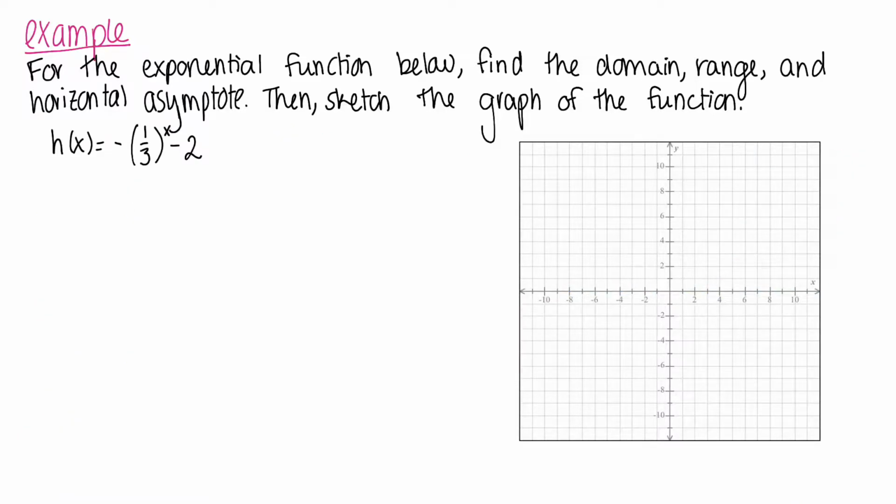So here we have h of x equals negative 1/3 raised to the x, minus 2. So there's no left or right shifts because we don't have anything going on in the exponent besides x. But there's a few things to think about here. So first of all, this negative 2 tells us where the horizontal asymptote is going to be. So the horizontal asymptote is going to be at y equals negative 2.